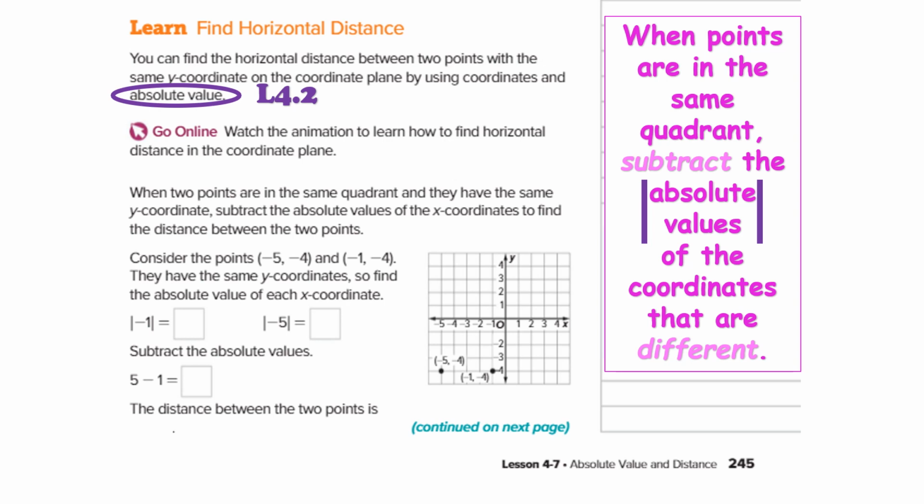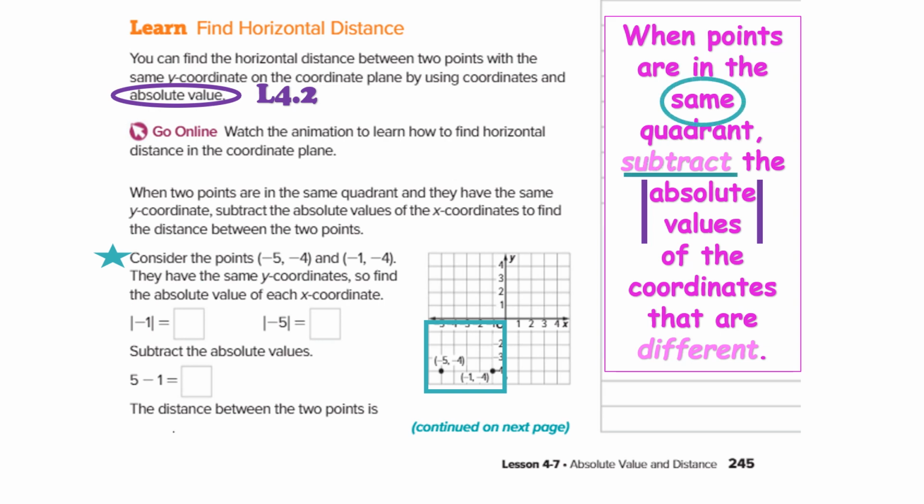Both of these points are in quadrant 3 because they're both negative, negative. Both of them have the same y-axes because they're both -4. Therefore, I'm going to focus in on the -5 and the -1. I want to find the absolute value of both of those numbers. Once again, because they're both in the same quadrant. So the absolute value of -1 is simply 1, and the absolute value of -5 is simply 5.